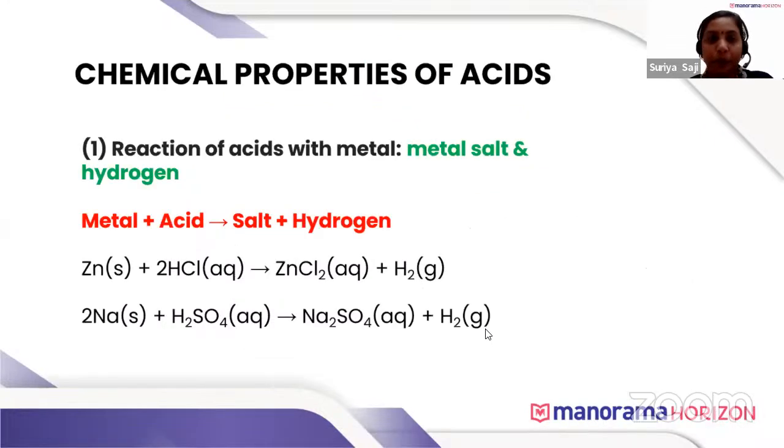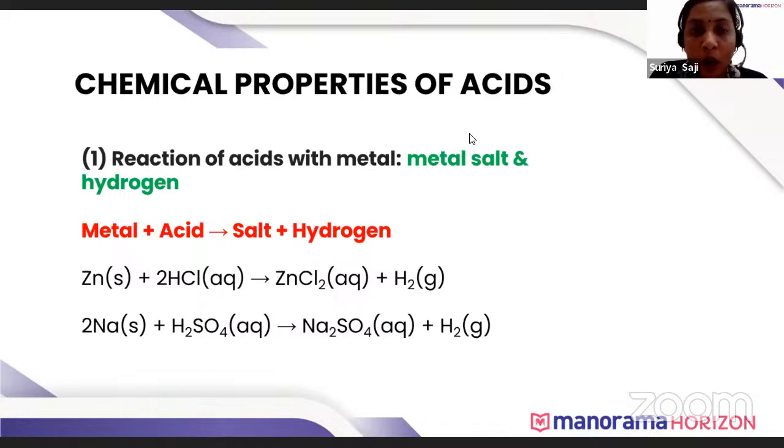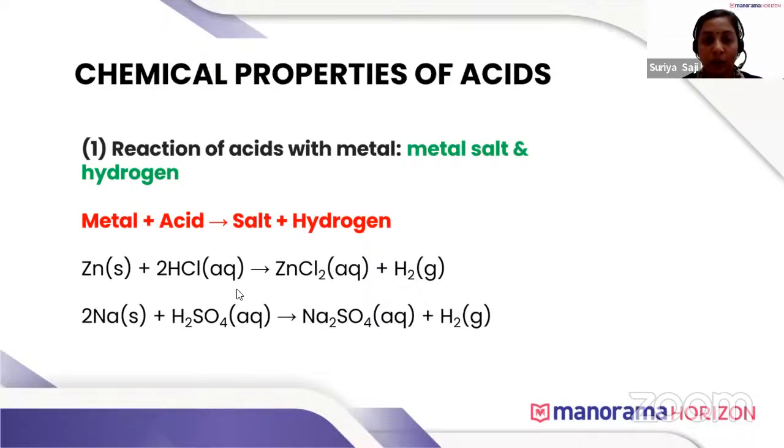Okay. So coming to chemical properties, we will start with the reaction of metal with acid. Acids react with metals forming metal salt and hydrogen, we told. So when metal reacts with acid, we will get salt and hydrogen. Zinc reacts with HCl, giving zinc chloride and hydrogen. Zinc chloride is a salt formed. Okay, here zinc chloride is a salt.